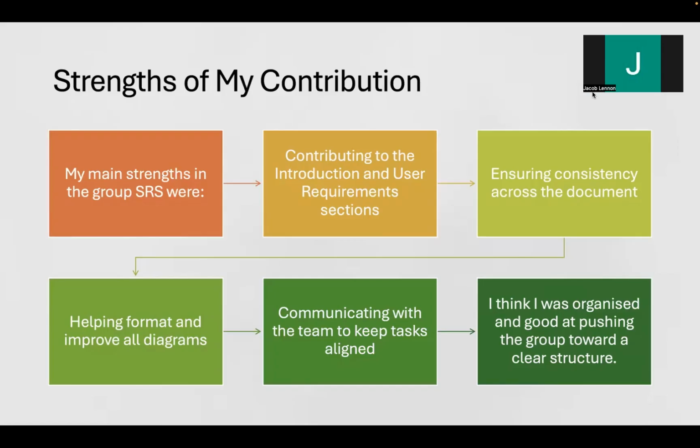So for the self-reflection, in the group project, my main strengths were helping with the introduction and the requirement sections. I tried to keep writing clear and make sure that the structure was easy to follow and not too confusing. And I also tried to keep the formatting, like I said, quite consistent so the document looked as professional as possible.